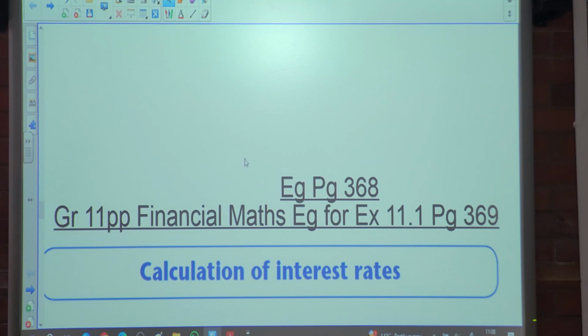Right, so we're going to go straight into the calculation of interest rates.